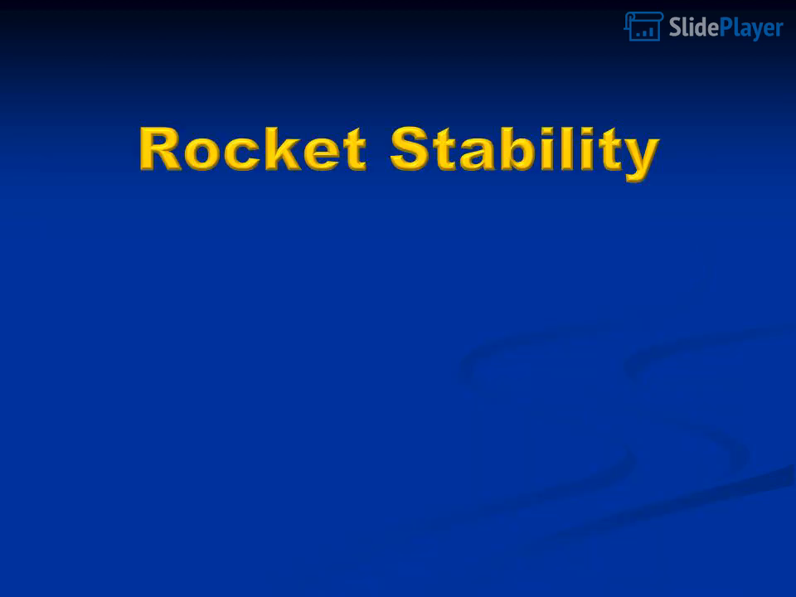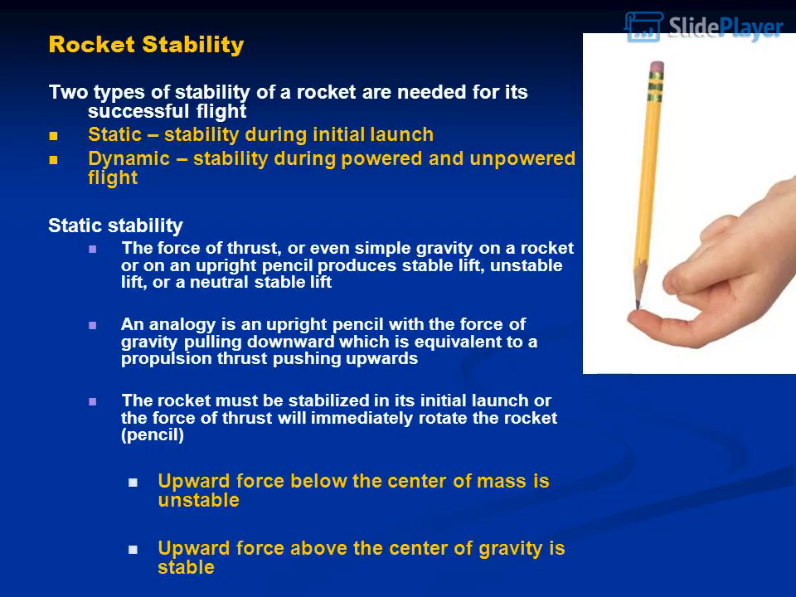Rocket stability. Two types of stability of a rocket are needed for its successful flight. Static, stability during initial launch. Dynamic, stability during powered and unpowered flight. Static stability. The force of thrust, or even simple gravity on a rocket or on an upright pencil produces stable lift, unstable lift, or a neutral stable lift.